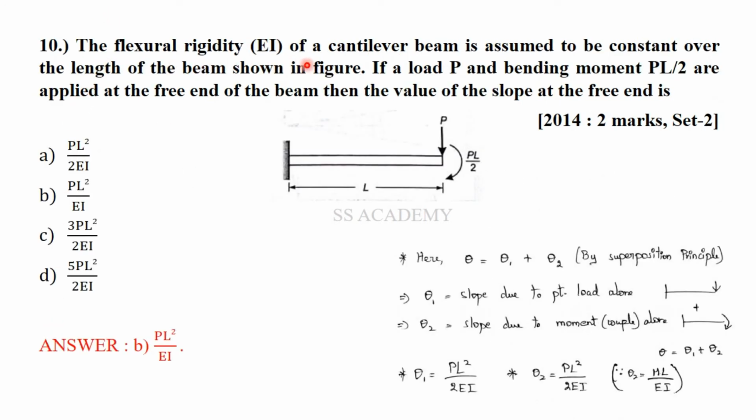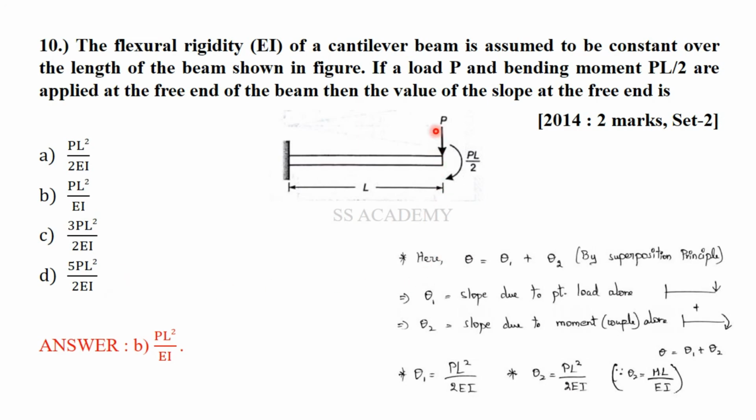The flexural rigidity of a cantilever beam is assumed to be constant over the length of the beam shown in the figure. If a load P and bending moment PL by 2 are applied at the free end of the beam, then the value of the slope at the free end is asked. They have asked the slope at the free end, and it is a 2013 set 2 question being asked for 2 marks. Here you can see the different options given.